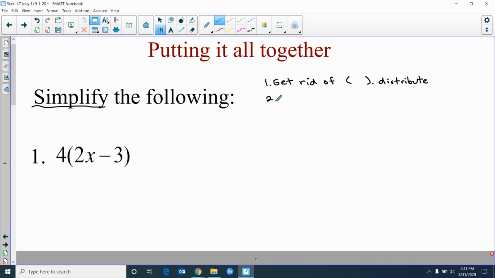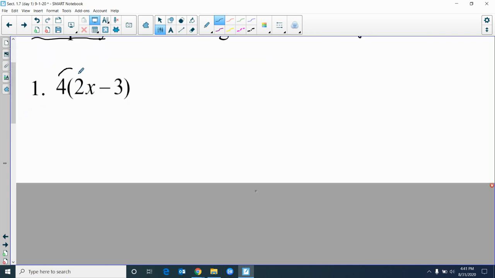Okay, and then the second thing you want to do is combine any like terms. So you have 4 times 2x minus 3. 4 times 2x is 8x. Remember, treat this as a negative 3. 4 times, and don't write your sign down until you have multiplied. 4 times negative 3 is negative 12. That negative 12 just becomes your minus sign.